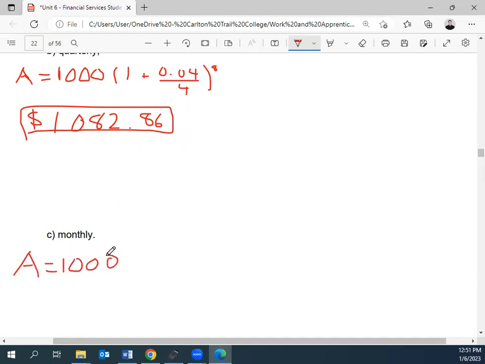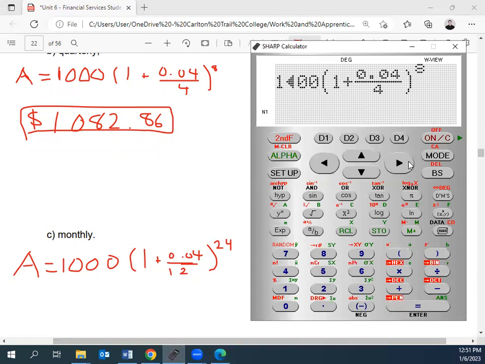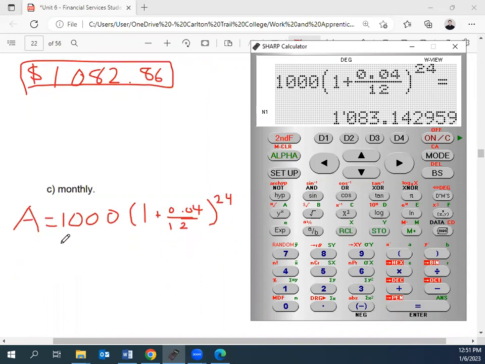So this is what you put in your calculator. You put $1,000 times 1 plus 0.04, all divided by 12, and then to the power of 12 times 2, because it compounds 12 times over 2 years. So there's 24 up here. If you were to put this all in your calculator, you would end up getting $1,083.14. So it did go up.